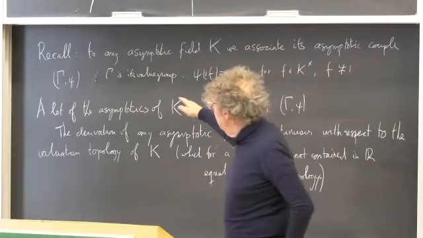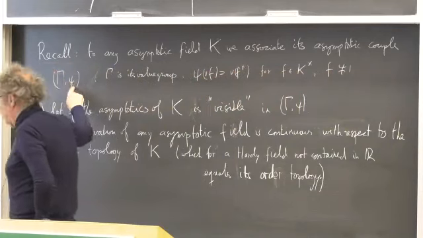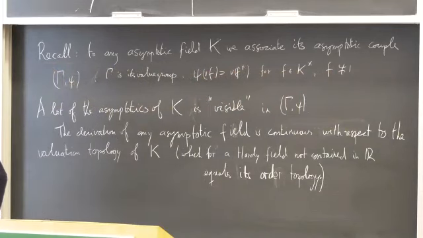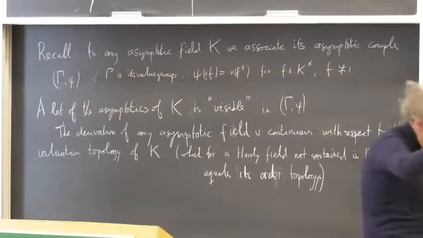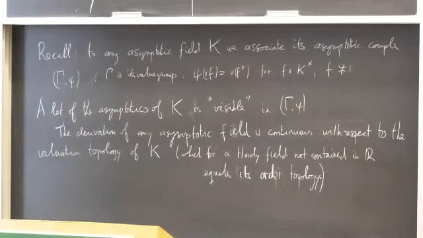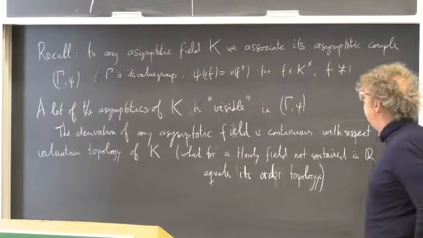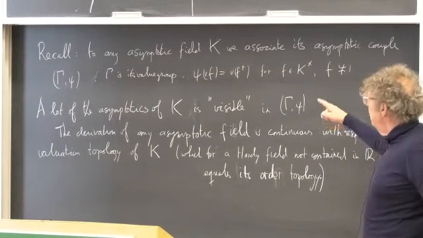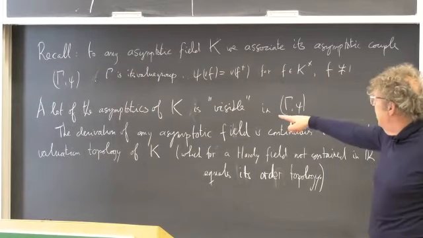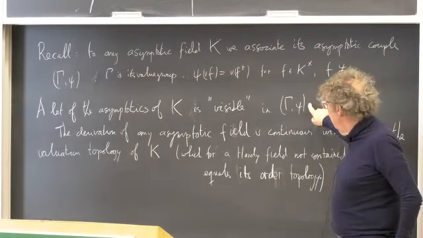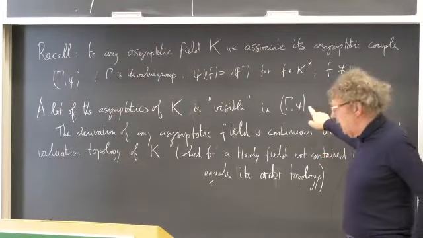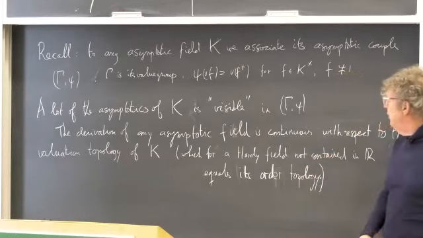Because the psi function is only defined initially, at least, for non-zero elements of the value group, although we then extend psi to all of gamma by setting psi of 0 equal to infinity, as usual when you are dealing with valuations. Right, so the point is that a lot of the asymptotics of K is visible, so to say, in the value group, in the asymptotic couple, right?